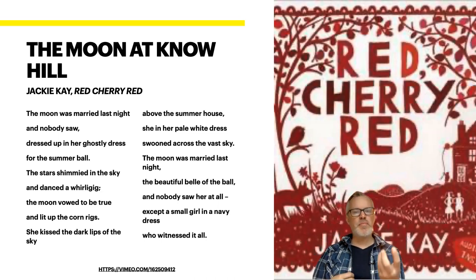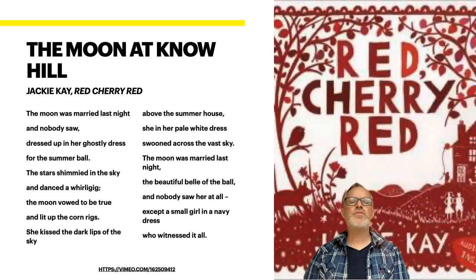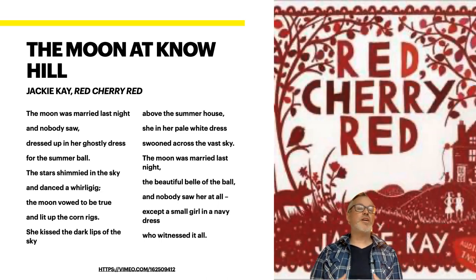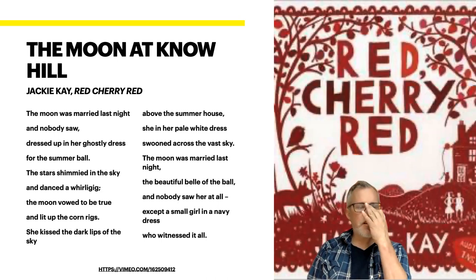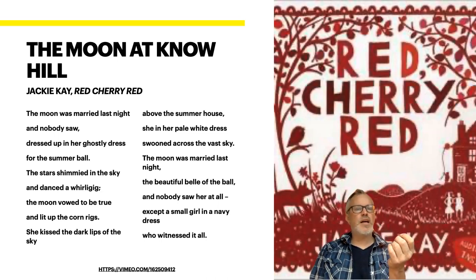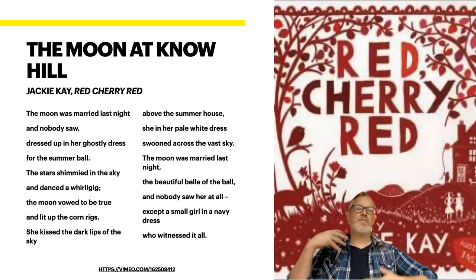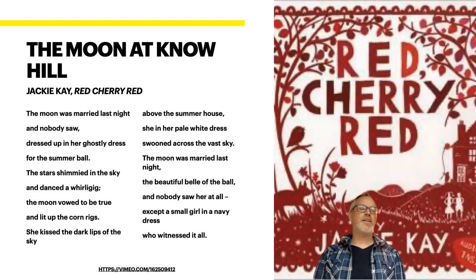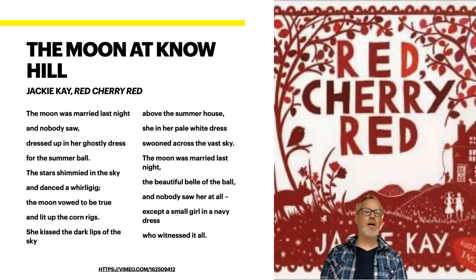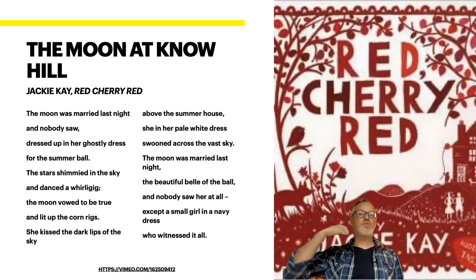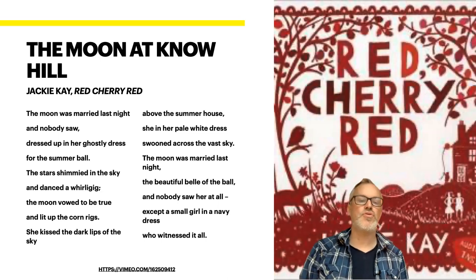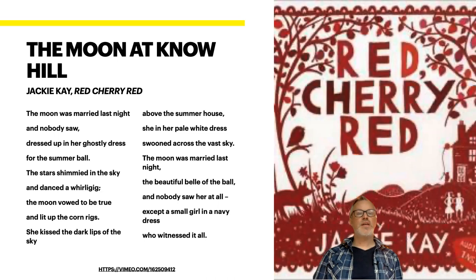So we've got some elements of rhyme, but irregular elements of rhyme. No real regular rhythm involved. We've got lots of physical imagery and description. The ghostly dress, the stars shimmied in the sky, some sort of sense of movement. They danced a whirligig as well. So we've got an image again. This is all personified, so they're all sort of strong metaphorical images.